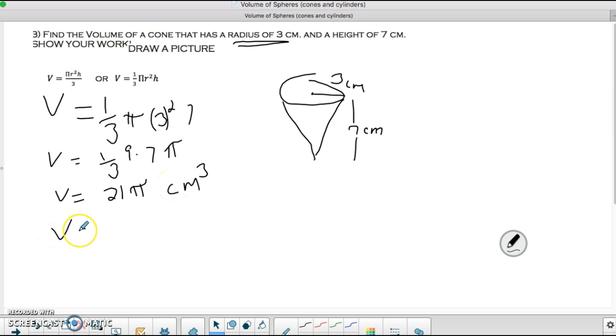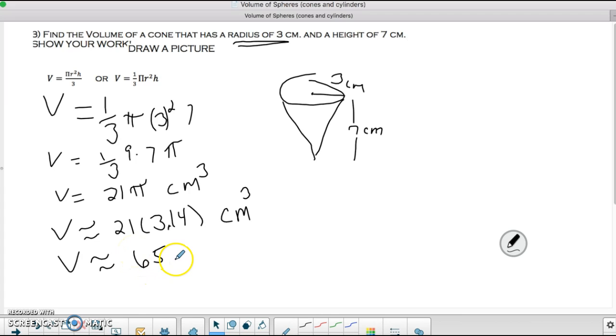If I want to know the estimated answer, if you all think about it, when you get this exact answer, your estimated answer should be about 3 times the coefficient of pi, basically, right? Because 21 times 3 is 63, so it should be close to 63. A little over 63. So when you do 21 times 3.14, you get 65.94 centimeters cubed. Just always checking the reasonableness of my answer. Does my answer make sense?